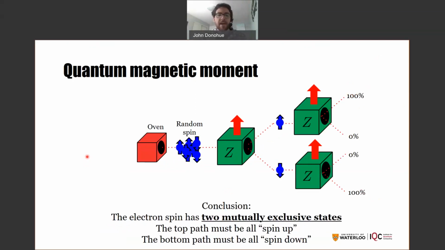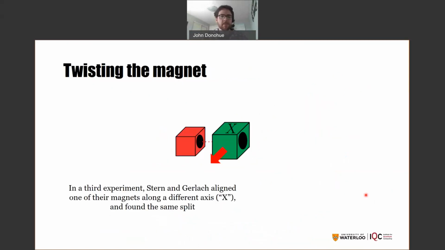The conclusion they had is that the electron spin has two mutually exclusive states. Just like we had horizontal and vertical polarization as our two mutually exclusive states, all the electron spins are one of two possible states, either spin up or spin down. After they come out of this magnet, the top path are all spin up, the bottom path are all spin down, and if we do further measurements on them, we find that yes, they were all spin up or they were all spin down.